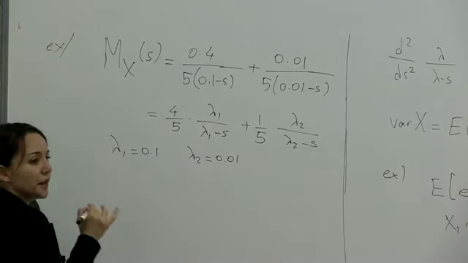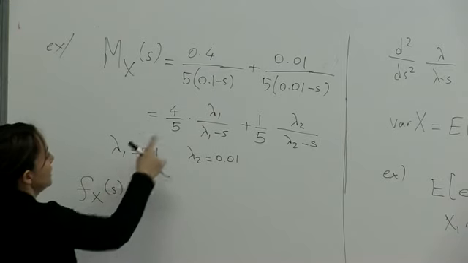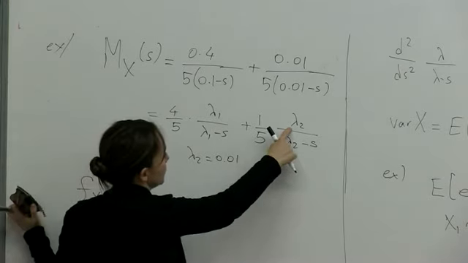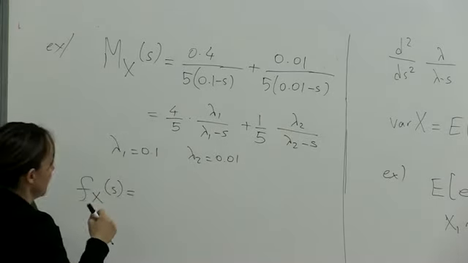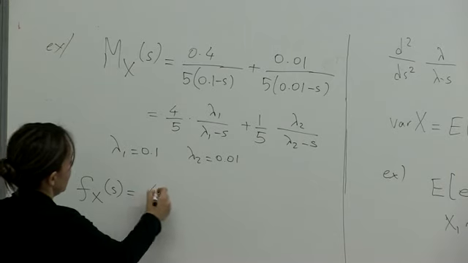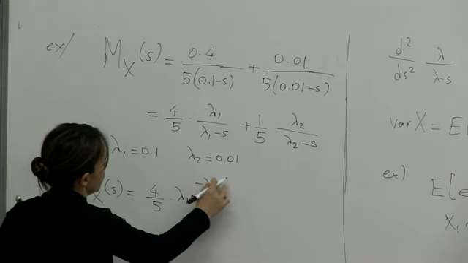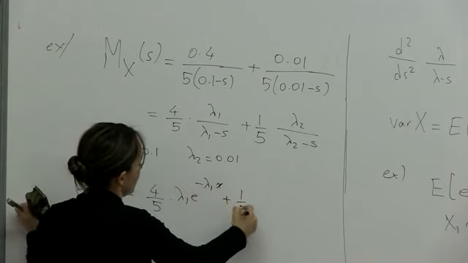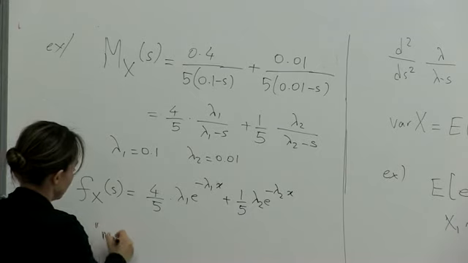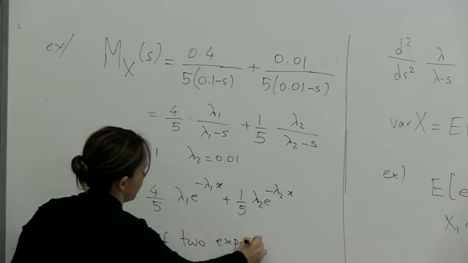What is the associated PDF? Well, X is either exponential with lambda 1 with this probability, or exponential with lambda 2 with this probability. So fX(x) is 4 over 5 times lambda 1 e to the minus lambda 1 x plus 1 over 5 times lambda 2 e to the minus lambda 2 x. So this is the mixture of two exponentials.